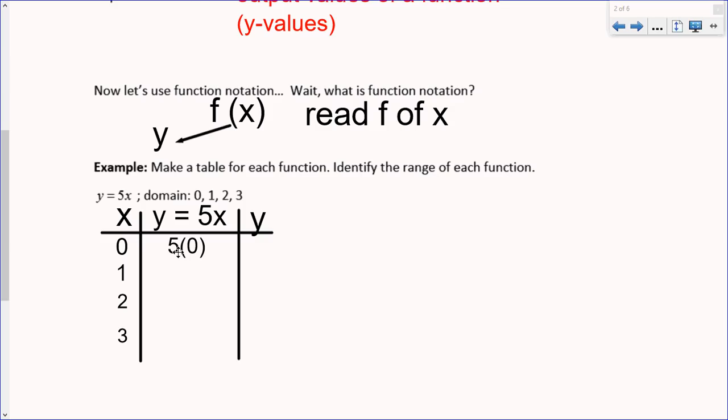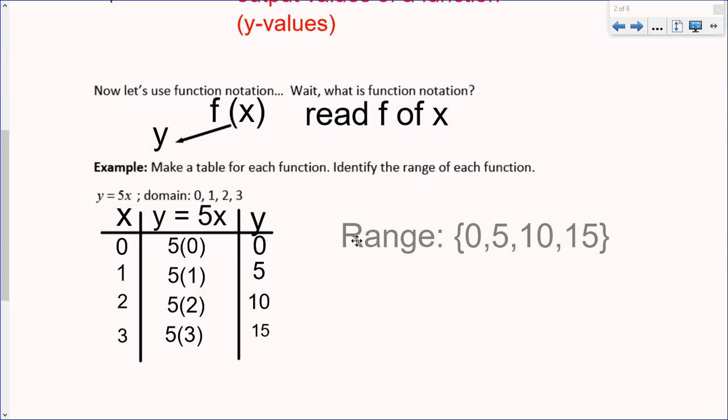5 times 0 gives me 0, so that y value is 0. 1 times 5 gives me 5, so the y value is 5. So the ordered pair I could write as 1, 5. Then I do the 2, so 5 times 2, the y value is 10, and 5 times 3 gives me 15, so the y value is 15. So this is actually my range now: 0, 5, 10, and 15.